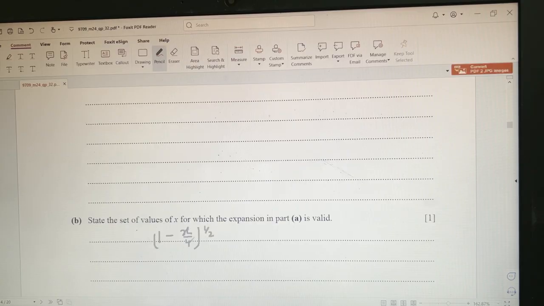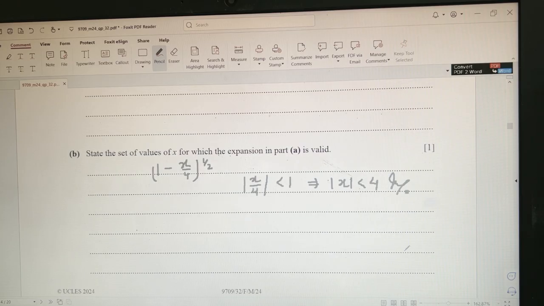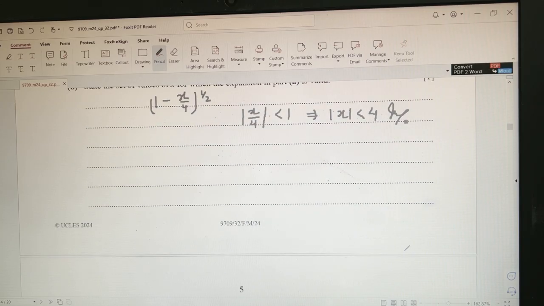So my x is x by 4. We need to put the condition on this only, that the numerical value of this x should be less than 1. So from here we will get that mod x should be less than 4. This will be the condition. Only in that case will the expansion be valid. This is for 1 mark. Let's move to the next question now.